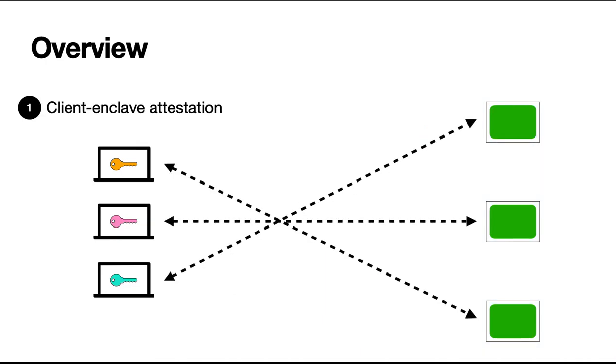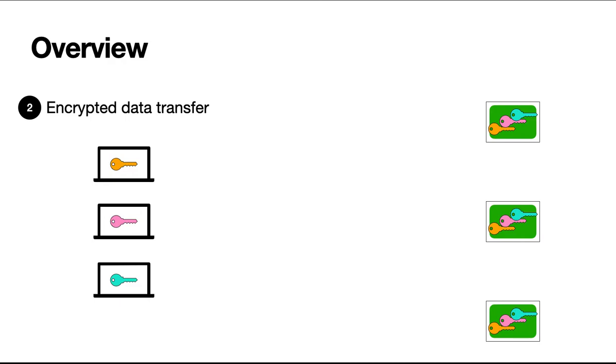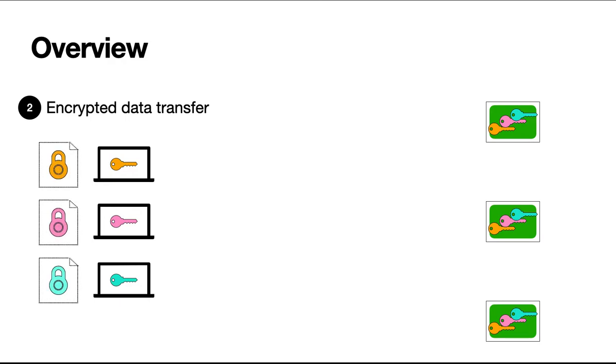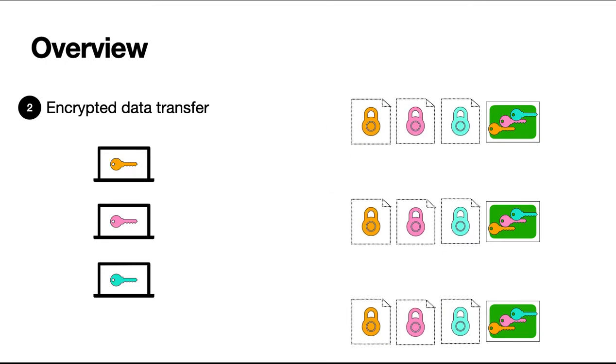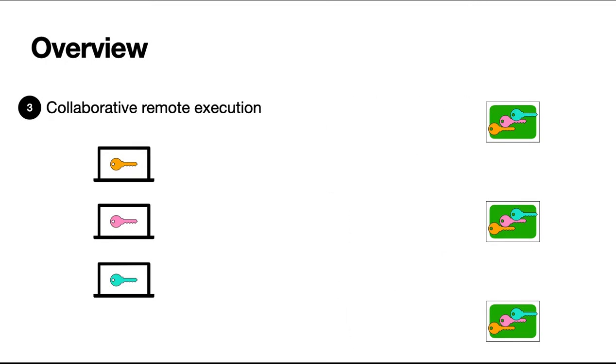First, each client attests all enclaves. Attestation is a cryptographic process through which a client can verify that the proper code and the proper software has been loaded within each enclave. Second, each client encrypts its sensitive data with its key. It then uploads its encrypted data to the cloud, where MC squared can use it for processing.